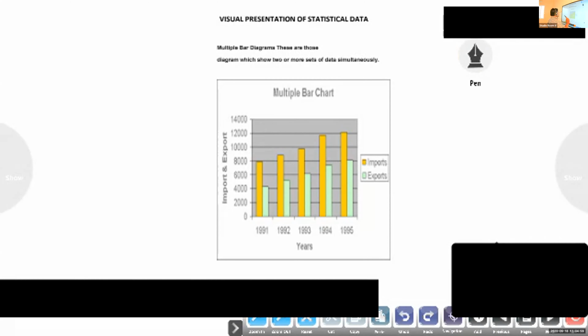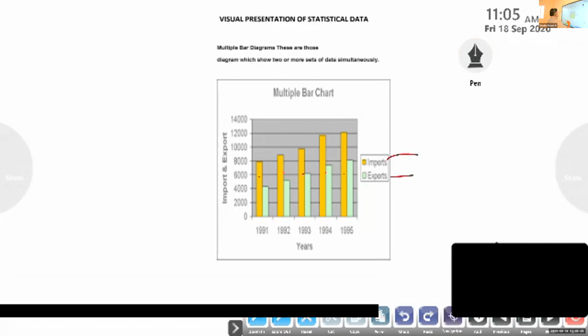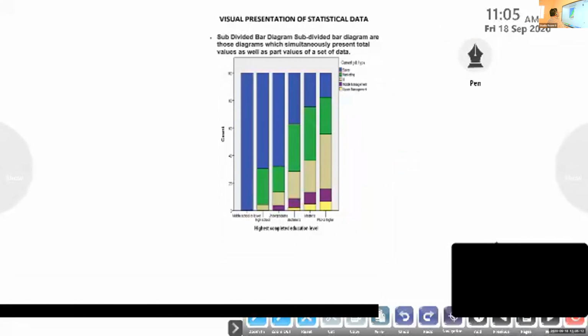Next one is called a multiple bar diagram. We know that there are two sets of data here: one is import and the other is export. So it is an example of a multiple bar diagram. Next one is the subdivided bar diagram.